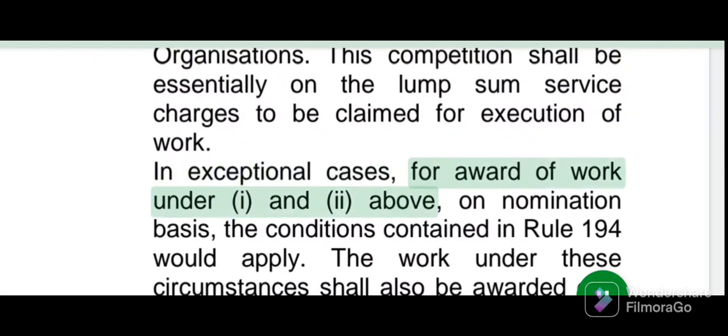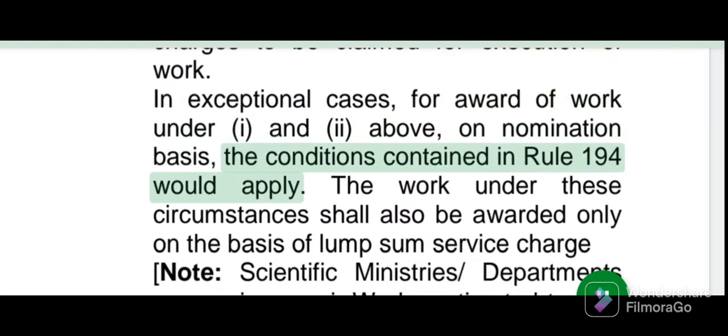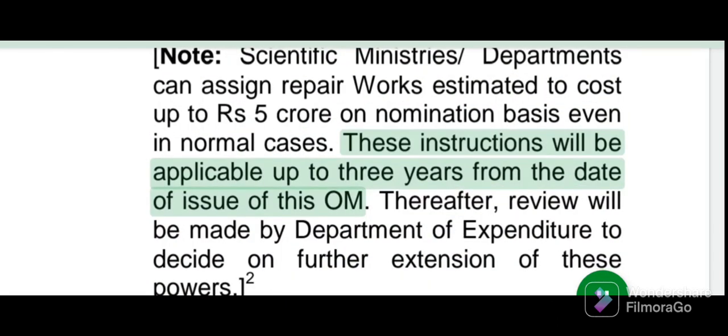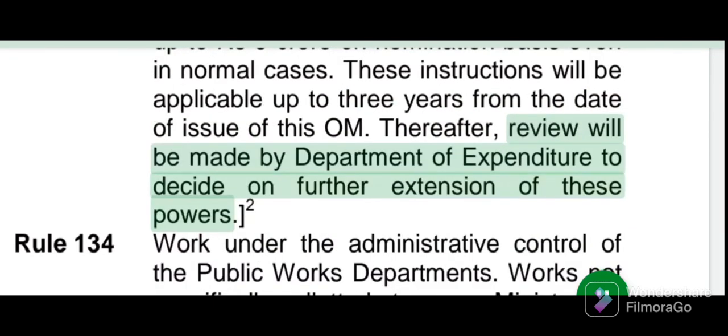In exceptional cases, for award of work under (i) and (ii) above, on nomination basis, the conditions contained in Rule 194 would apply. The work under these circumstances shall also be awarded only on the basis of lump sum service charge. Note: Scientific Ministries/departments can assign repair works estimated to cost up to 5 crore rupees on nomination basis even in normal cases. These instructions will be applicable up to 3 years from the date of issue of the OM. Thereafter, review will be made by Department of Expenditure to decide on further extension of these powers.